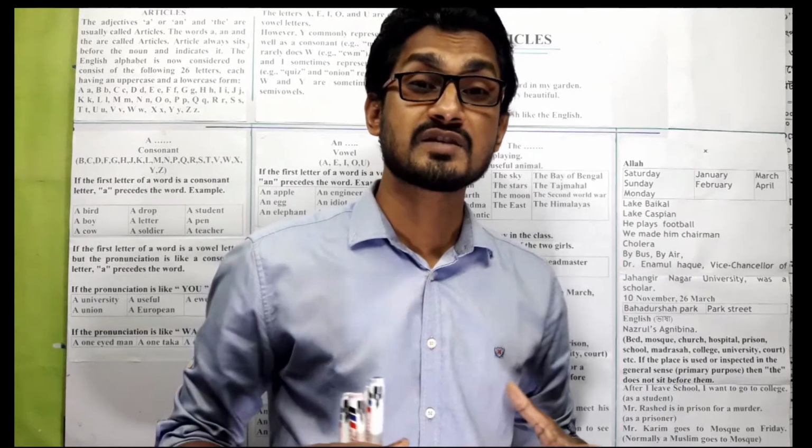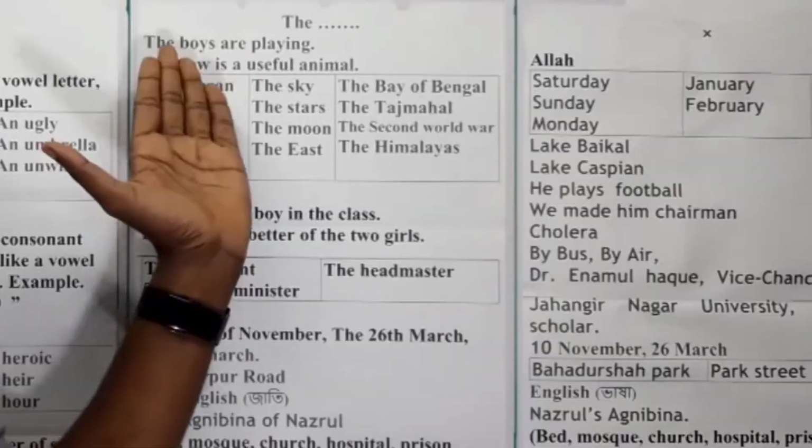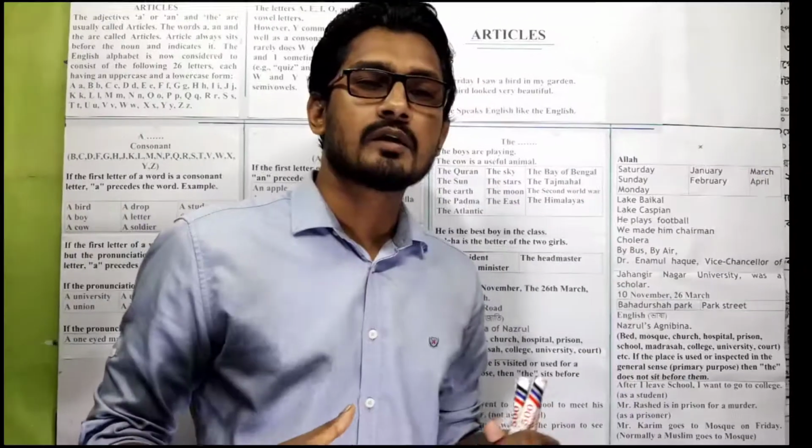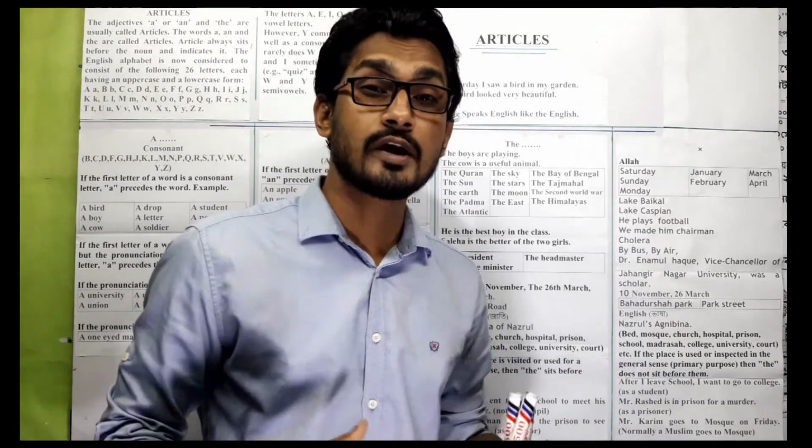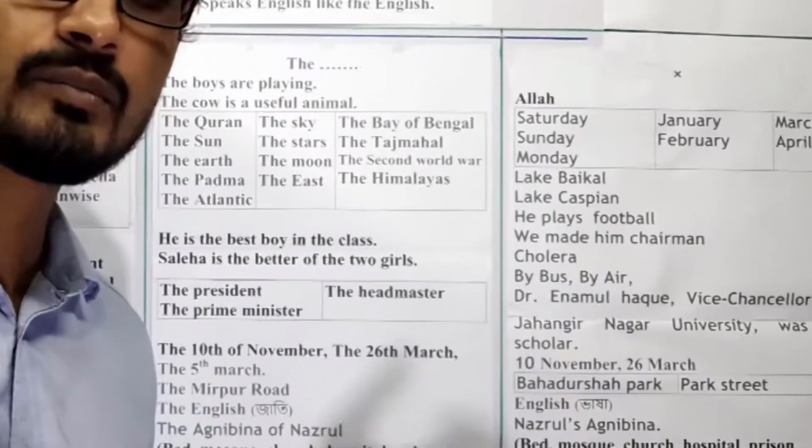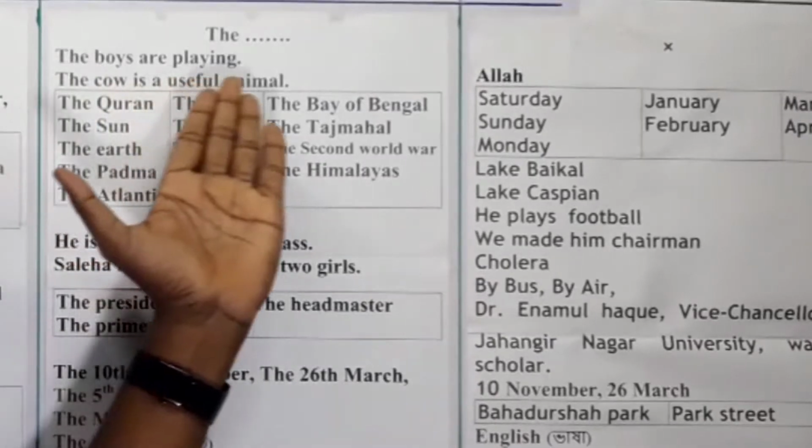The singular and plural numbers of the common noun that are specified take the before the number. The boys are playing. The precedes the singular common noun to denote all of the same kind. Example, the cow is a useful animal.